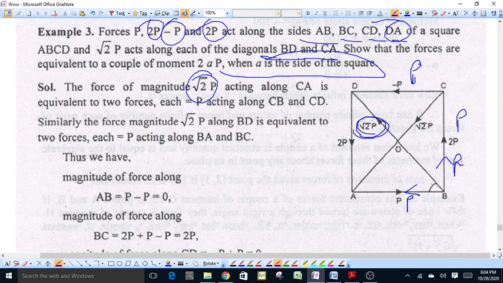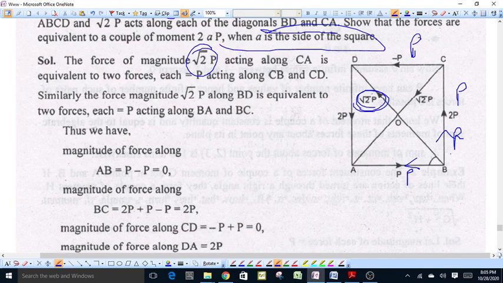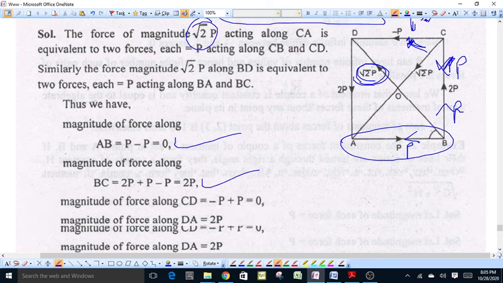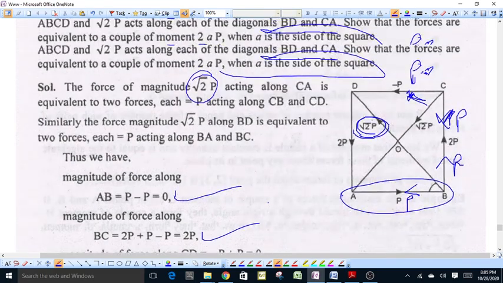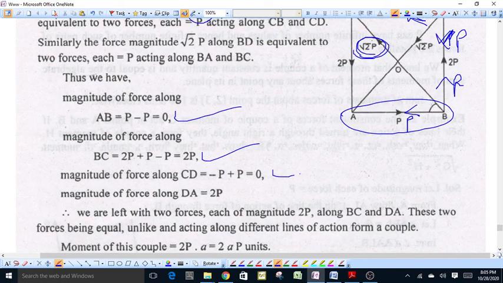Now along AB, the total net force will be equal to P along AB and P along BA. This will be equal to 0, and the magnitude of force along BC will be equal to P plus 2P minus P, which is equal to 2P. The magnitude of force along CD will be equal to P minus P, which is equal to 0, and the magnitude along DA will be equal to 2P.